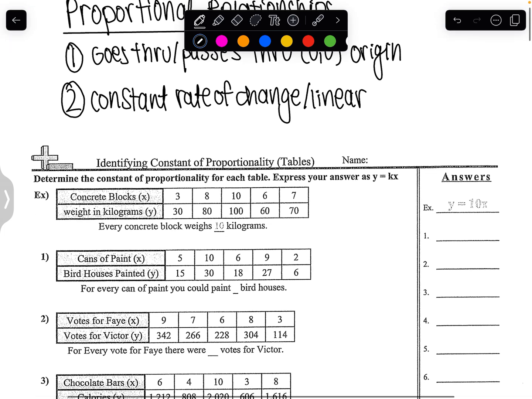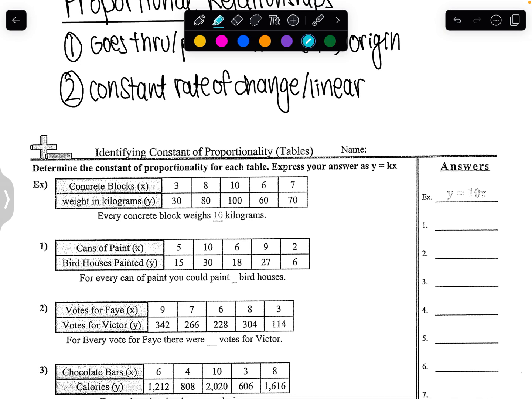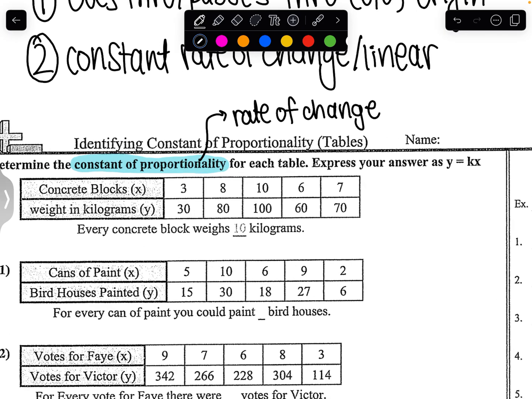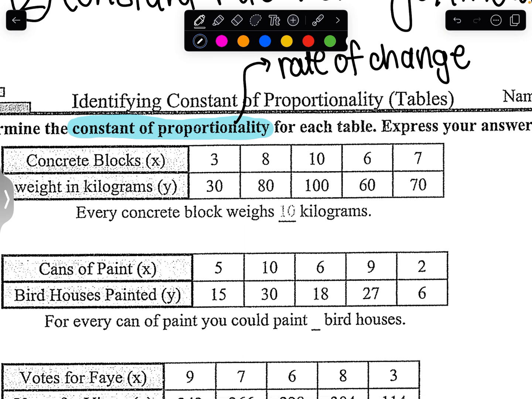So on our first page, we're going to be looking for what they call the constant of proportionality. And this is a fancy word for basically what is the rate of change in this proportional relationship, which we talked about a lot yesterday. And how we can find that rate of change is by looking between my x's and my y's and seeing how, using multiplication, do I multiply from x to y.